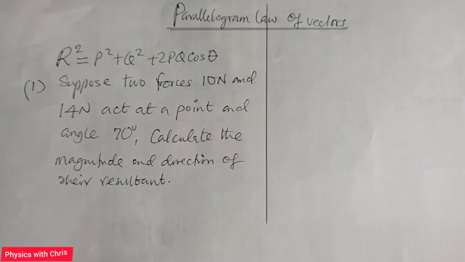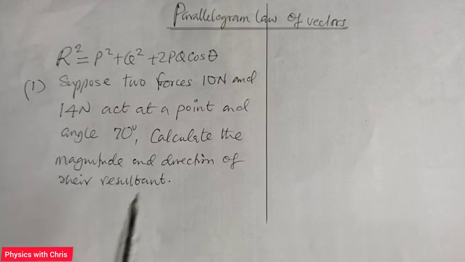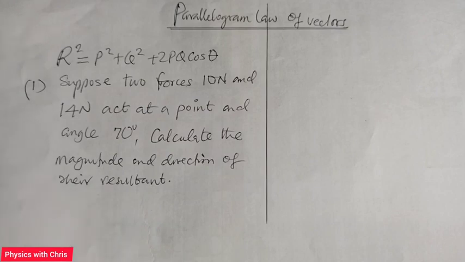In this video, I'm going to apply the parallelogram law of vectors to find the resultant of two vectors using this equation that I showed you how to derive in the last video lesson. Given that two forces, 10 Newton and 14 Newton, act at a common point O, and the angle between the two forces is 70 degrees, we want to find the magnitude of the resultant vector as well as the direction.